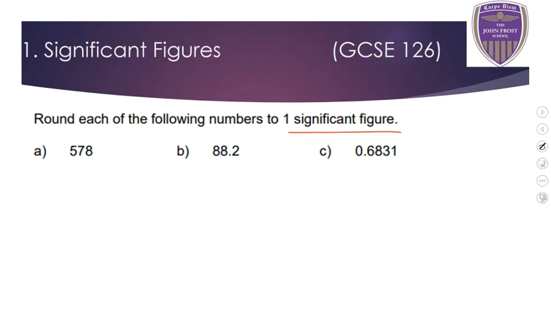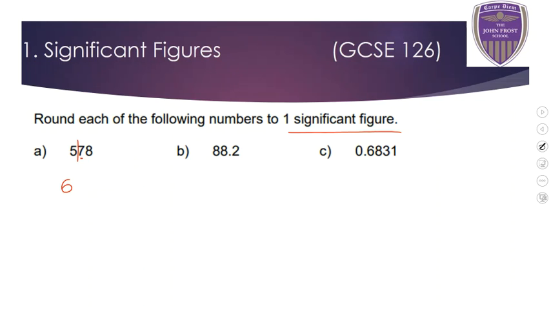So for question A, the first digit that's not a zero is 5, so we round after the 5. Okay, and then normal rules for rounding. So that number that I've underlined there, the 7, if that is 5 or bigger, we round up, and if it's less than 5, we round down. Obviously, in this case, the 7 is bigger than 5, so this 5 will go up to a 6.